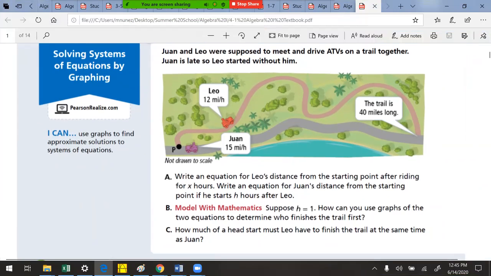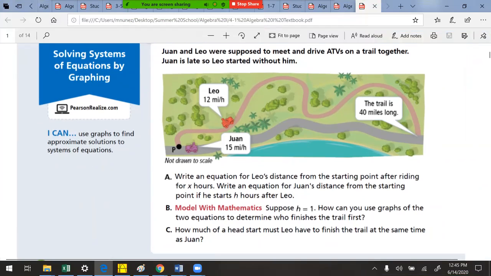It's pretty simple. Write an equation. Well, let's look at the situation actually. Let's look at the top. Juan and Leo were supposed to meet and drive ATVs on a trail together. Juan is late, so Leo started without him. Write an equation for Leo's distance. The trail's 40 miles long. He travels 12 miles an hour.